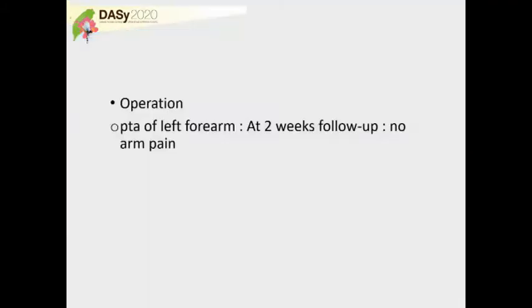After we performed PTA with a 2.5 millimeter balloon, you can see the complication was perforation. The final result shows good flow to the radial and ulnar artery and good flow to the palmar arch, with improved blood flow to the fingers. After PTA of the left forearm, at 2-week follow-up the clinical picture improved, no arm pain.